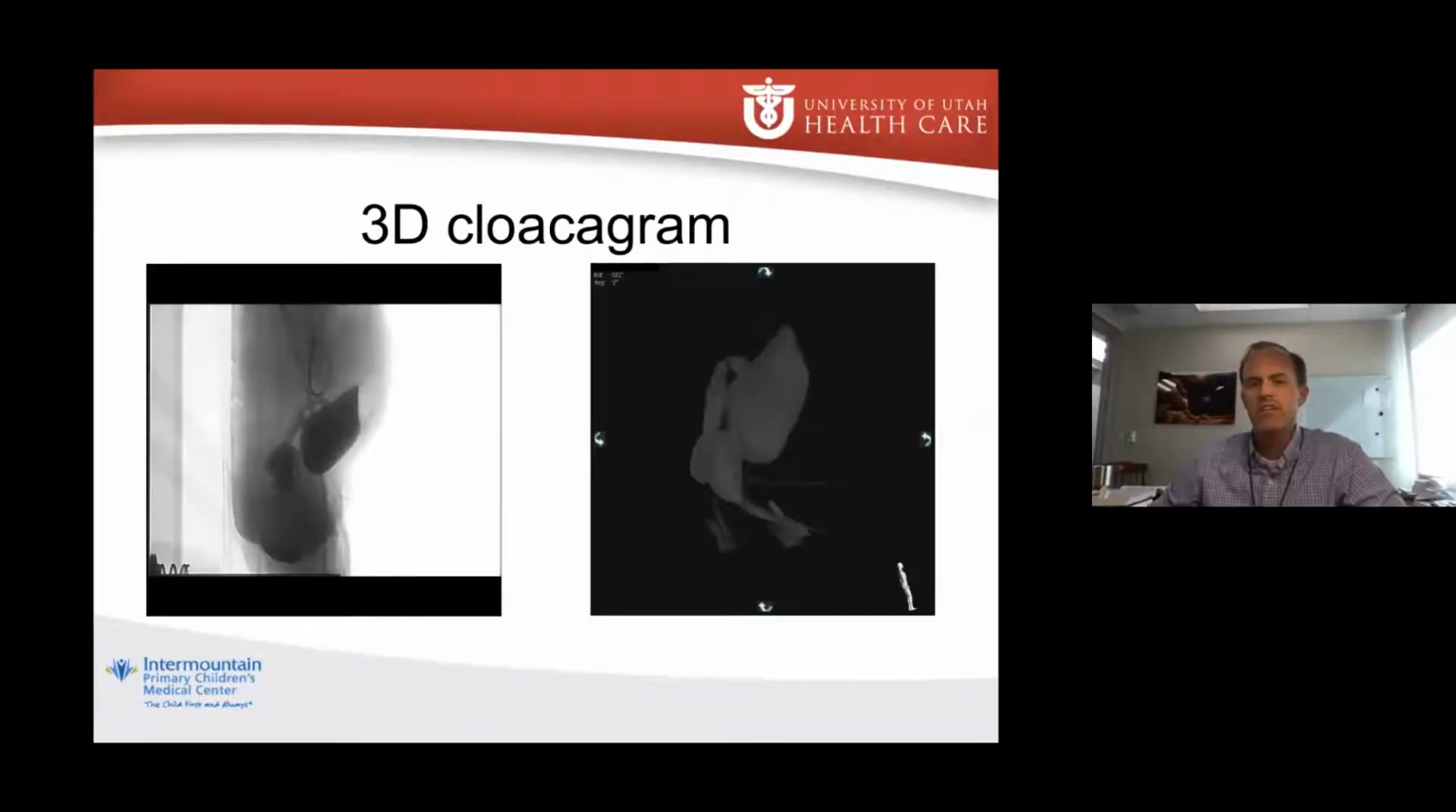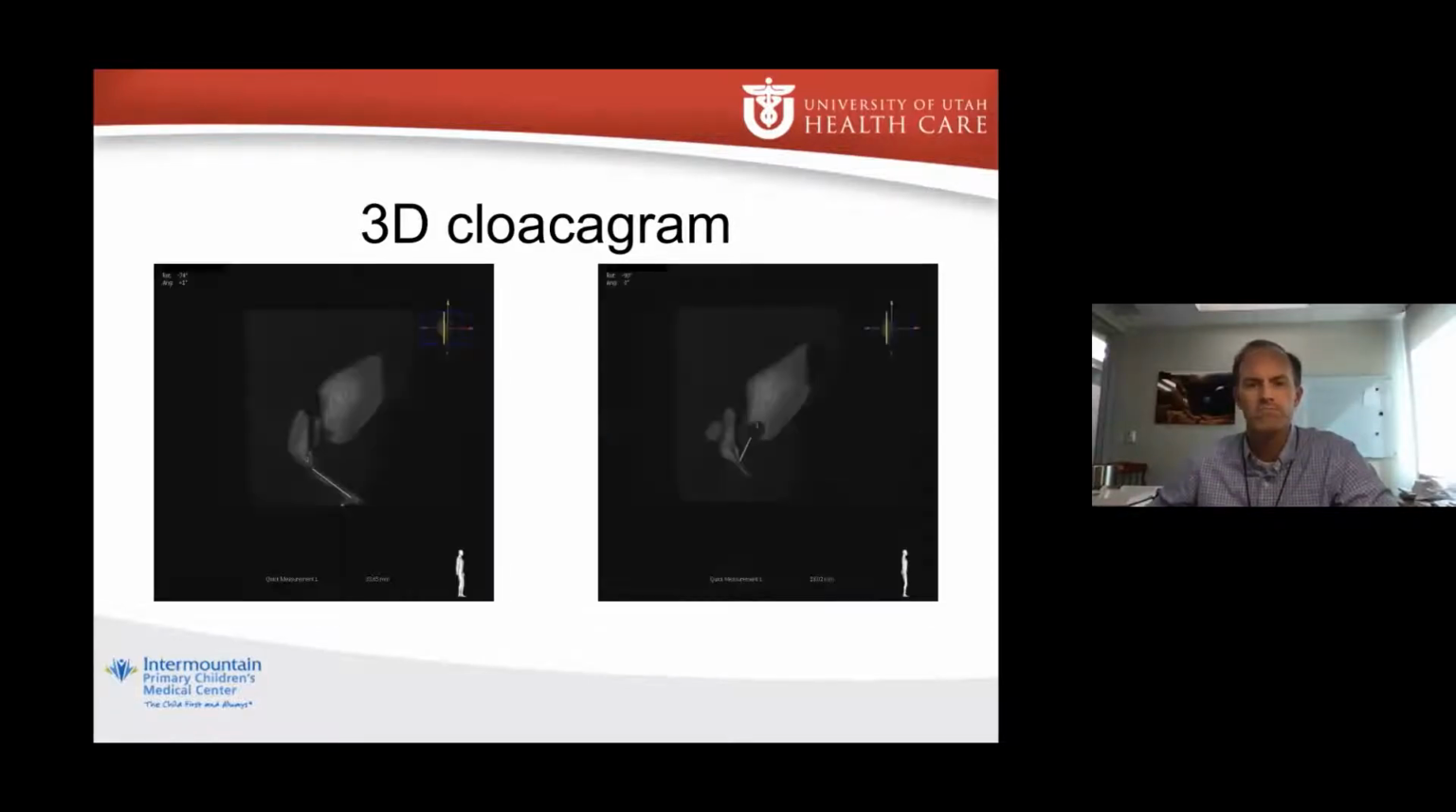We've started doing 3D cloacograms, and these are some of the pictures. This is a patient that I repaired a couple of months ago with one of our pediatric surgeons. So here's the 2D cloacogram, and then here's the 3D model. I just took a static image, but you can rotate this around and look at the anatomy a little more easily. It gives you a little bit better definition, and it's very helpful. They can also get some measurements of the common channel length as well as the urethral length, which is important. And we'll talk about why that is.